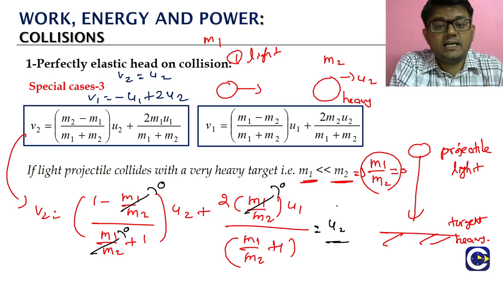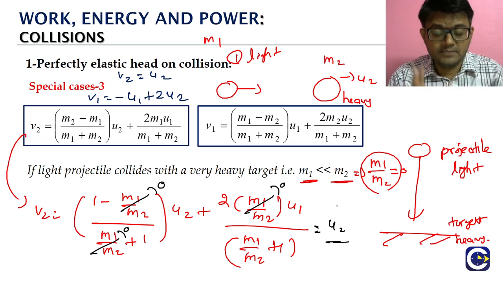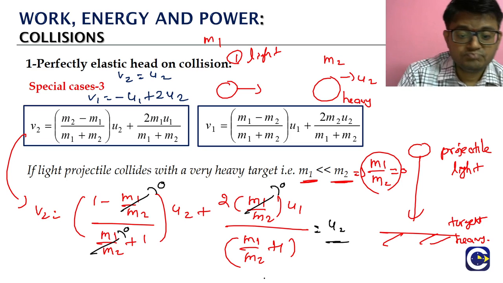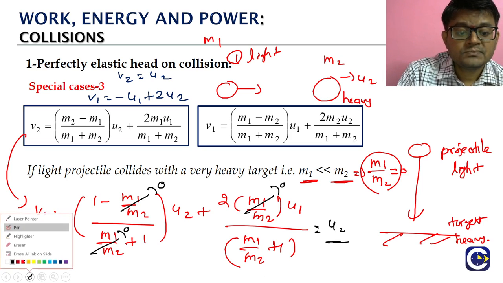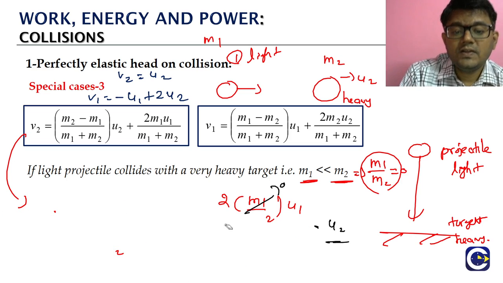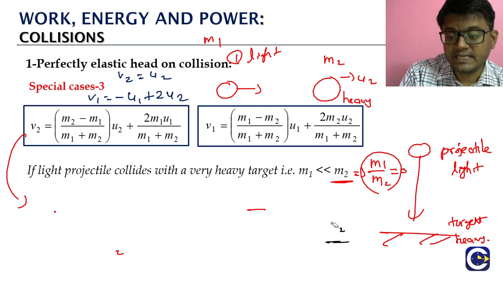In the previous case, the projectile is the heavier one, like the lorry. Here, the target is the heavier one, like the ground. The velocity of the ground does not change, but what will be changing? The velocity of the projectile. So here, the projectile is the lighter one.